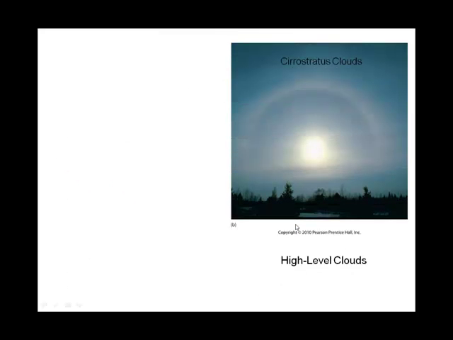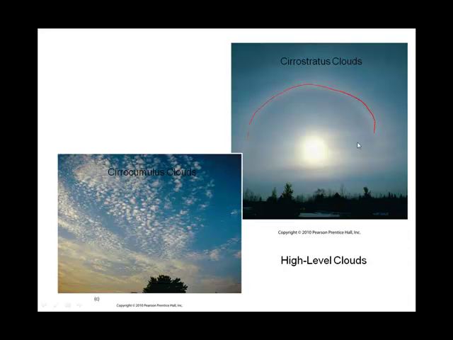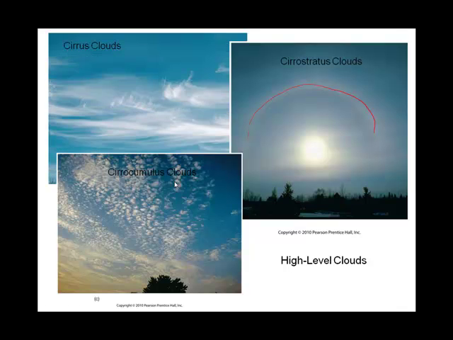And here are some pictures of those three clouds. Cirrostratus, you can see this halo around the sun. Isn't that pretty? Cirrocumulus look like a mackerel sky, little fish scales. Cirrocumulus, cumulus meaning fluffy. And don't these look like mare's tails, cirrus clouds? Very cool.